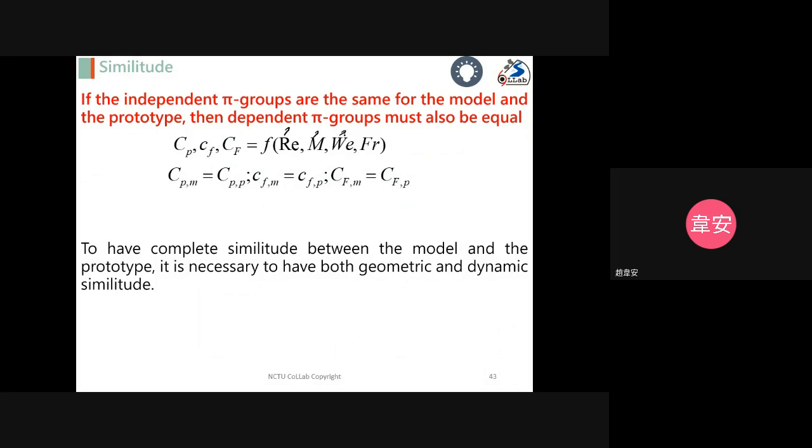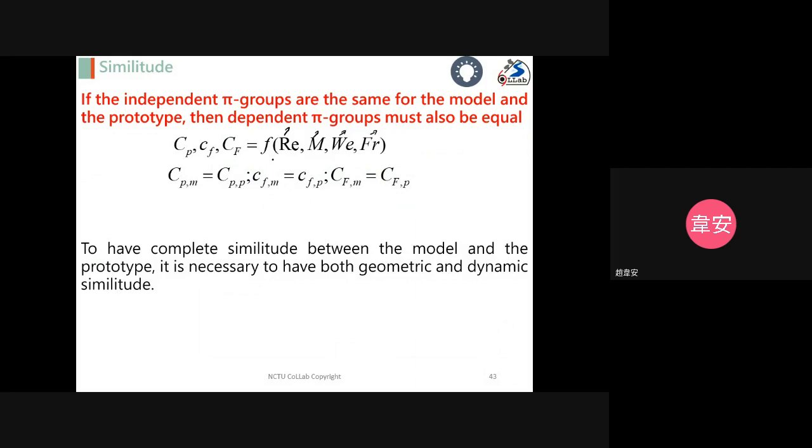the Weber number is some effect related to the surface tension force. So usually we will meet these problems at the liquid to gas interface problems. And the Froude number is related to the gravity force.